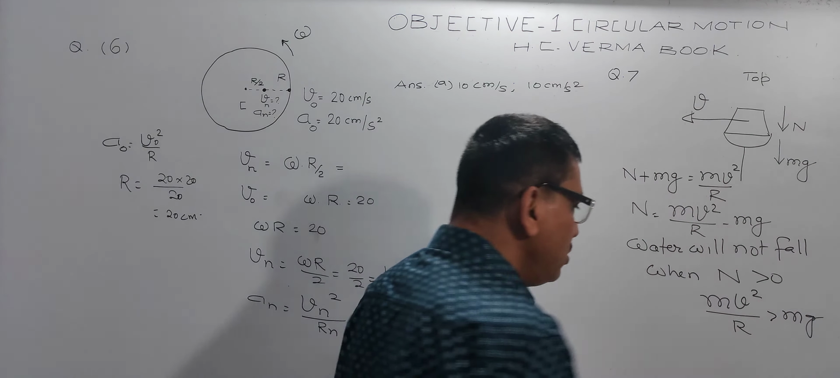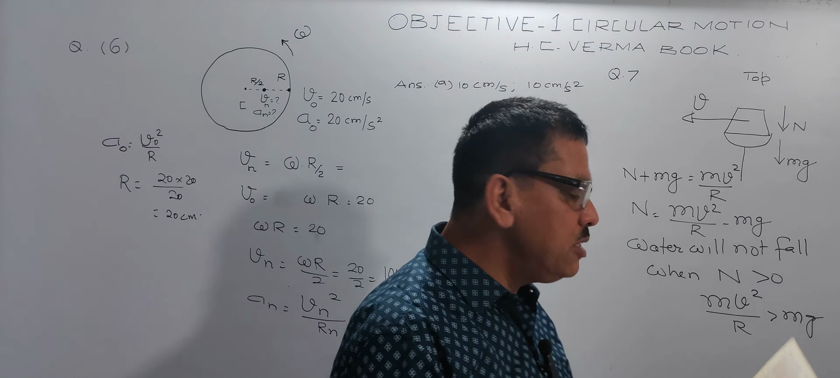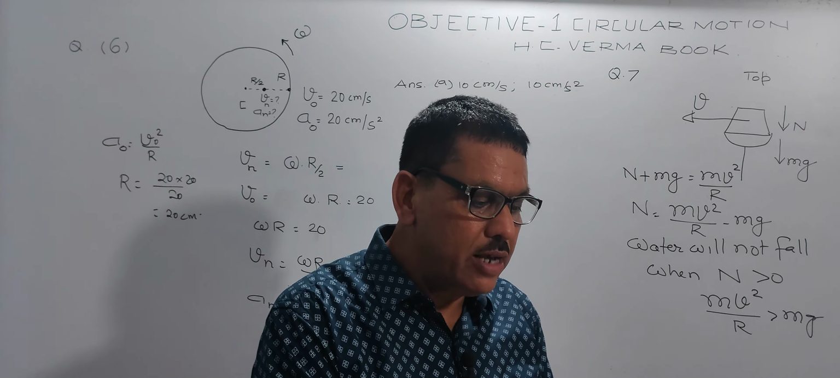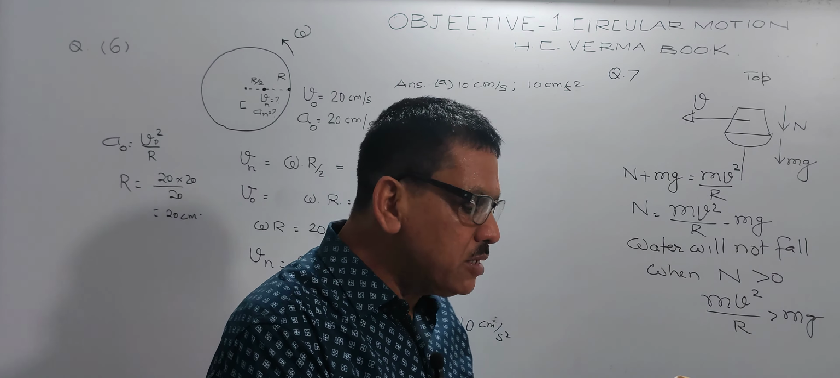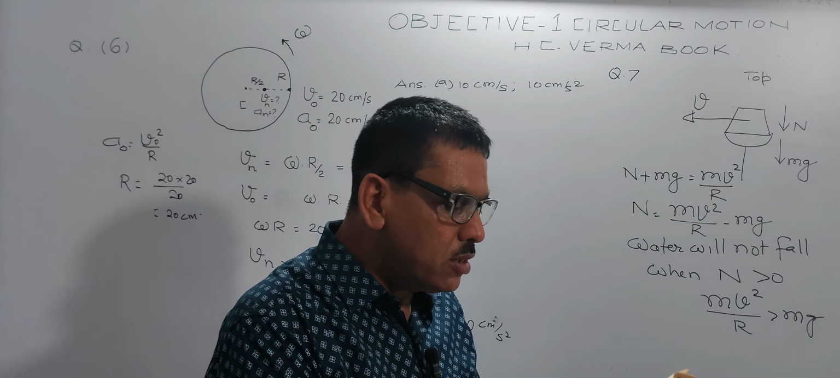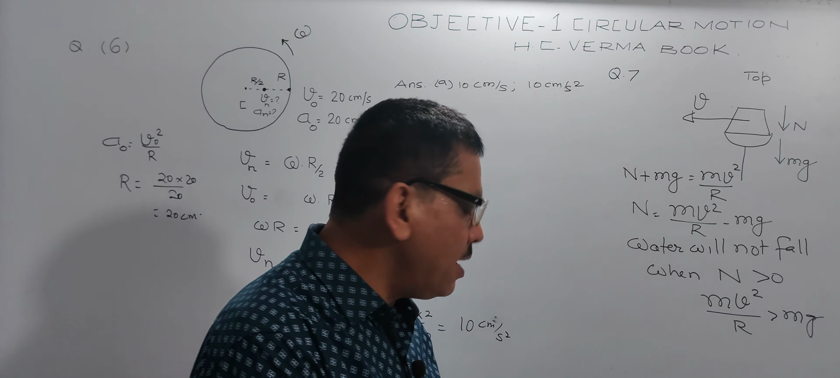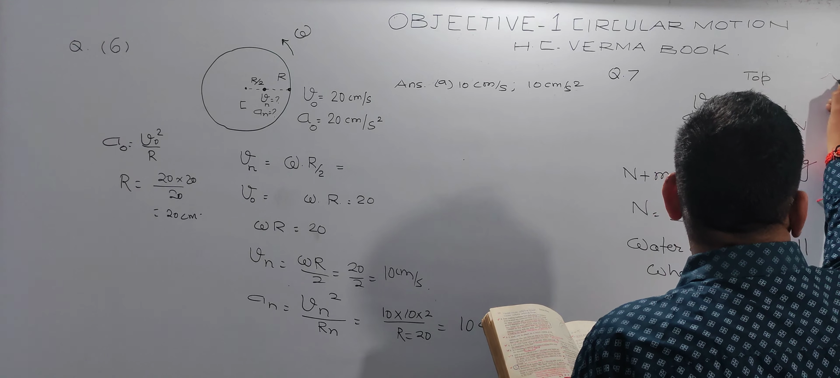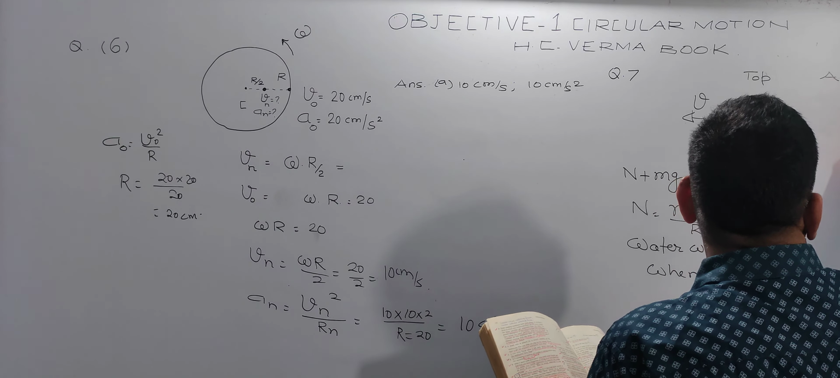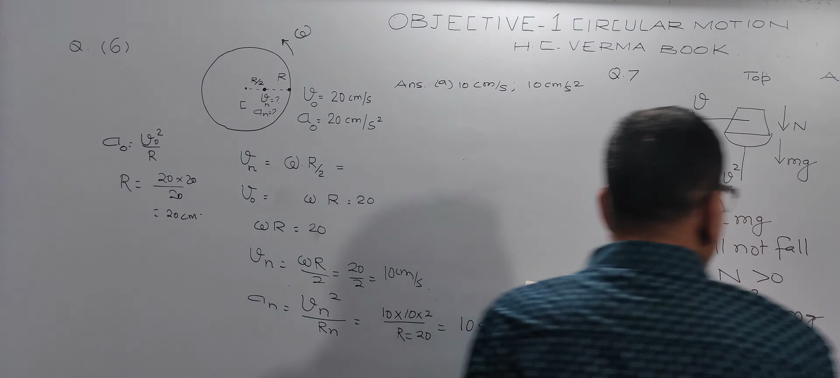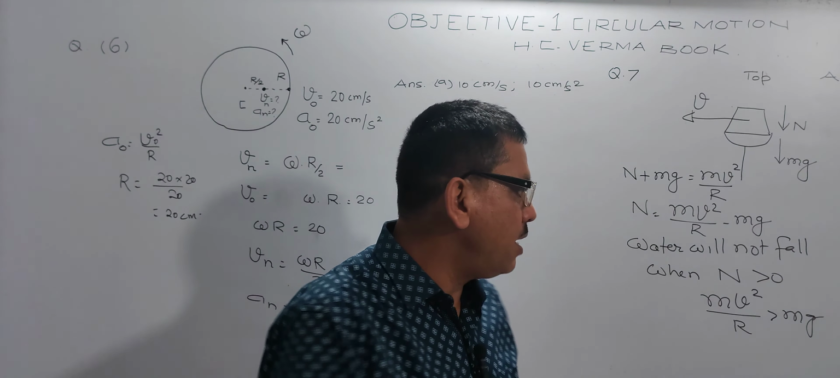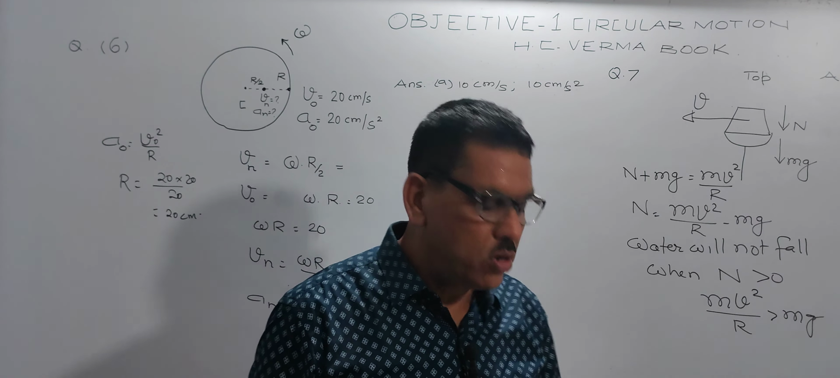Is it? Now what are the answers? The first option, mg is equal to mv square, is wrong. Option A is not correct. Second, mg is greater, that is also wrong. Third, mg is not greater than mv square by r. Now the third one is correct. The correct answer for the seventh is C. The weight mg is not greater than, it is less than mv square by r, so not greater than.